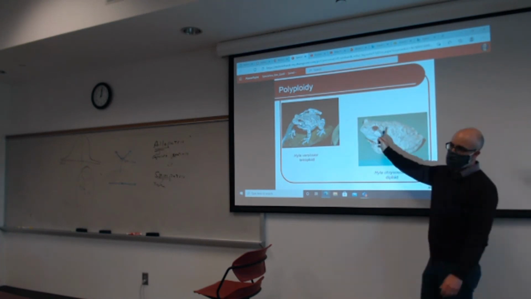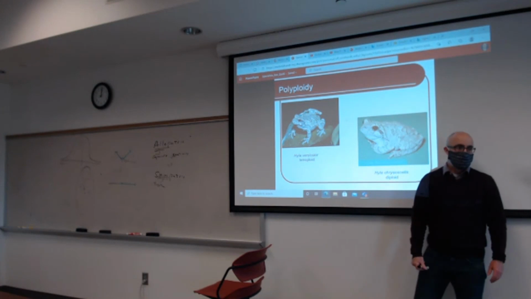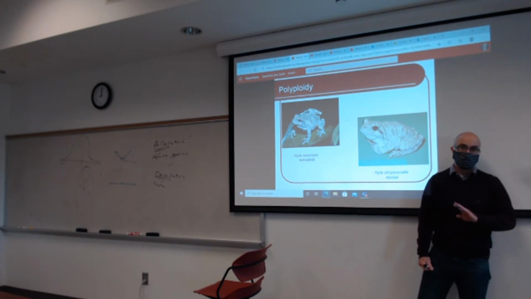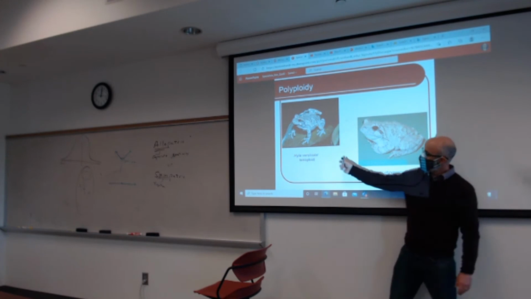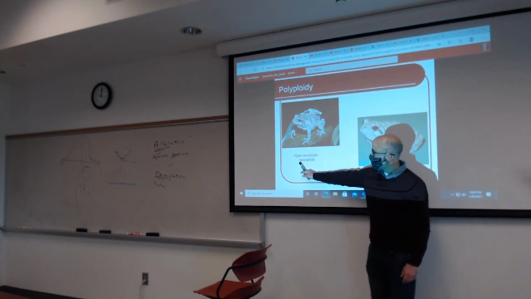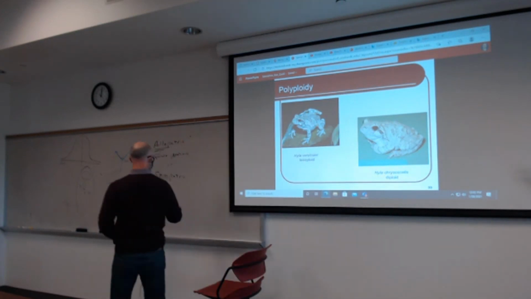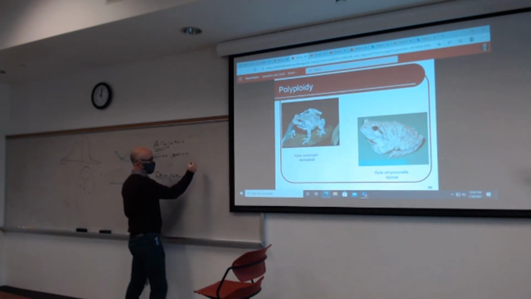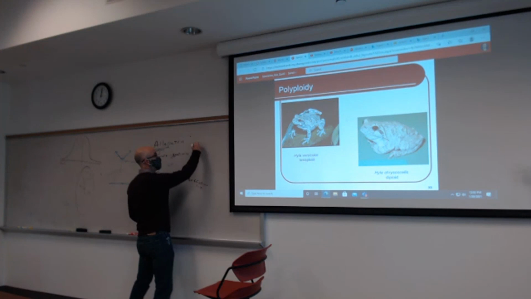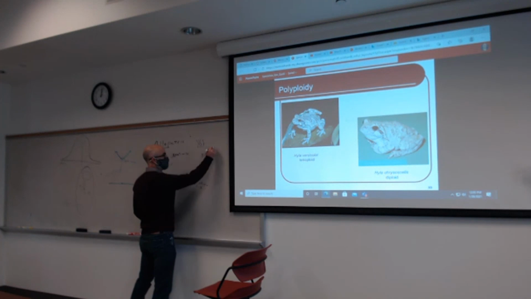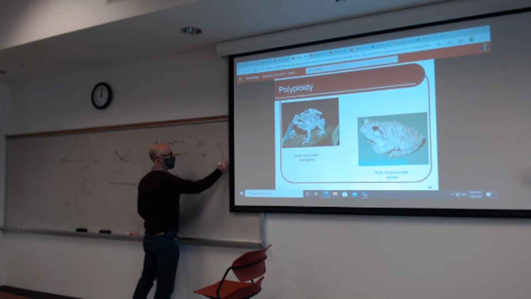These two species look very similar to each other, but they have different calls. And if you look inside of the cells of Hyla versicolor, they are tetraploid. So in other words, say they have 3 different chromosomes, chromosome 1 through 3, they'll have 4 copies of that one, 4 copies of this one, and then 4 copies of the third chromosome.